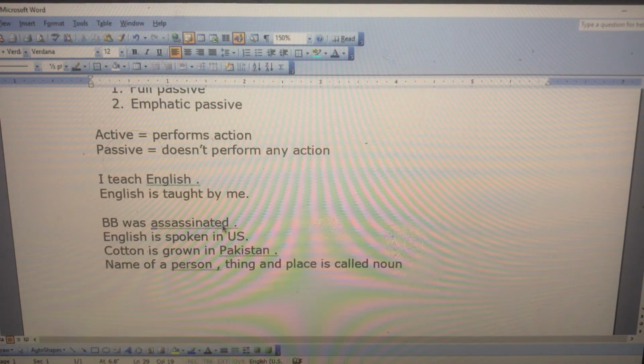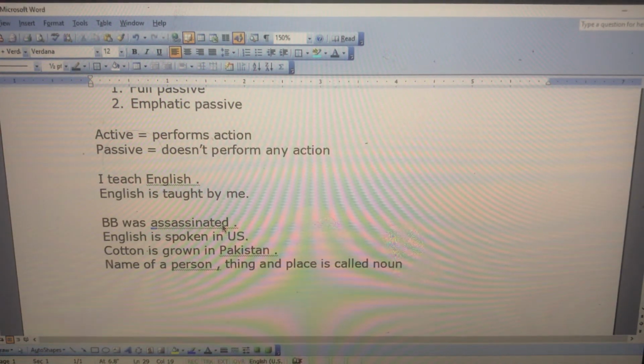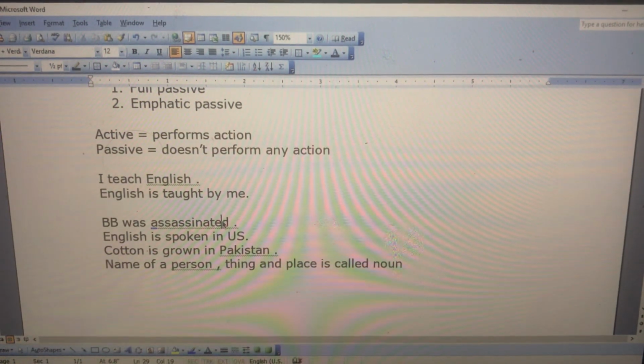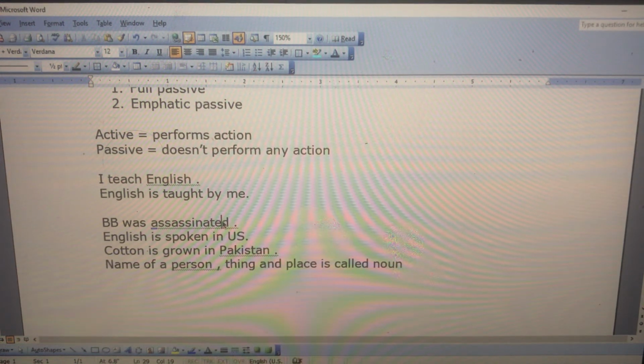English is spoken in US. This is full passive. We cannot change the sentence into active. It is not emphatic passive. Emphatic passives can be changed active to passive and passive to active. But remember, students, full passives are never changed into active. They remain in passive voice all the time. Cotton is grown in Pakistan. If you change the sentence into active, we cannot change it. This is full passive. Name of person, place, and thing is called a noun. We cannot change it into active. It is full passive.